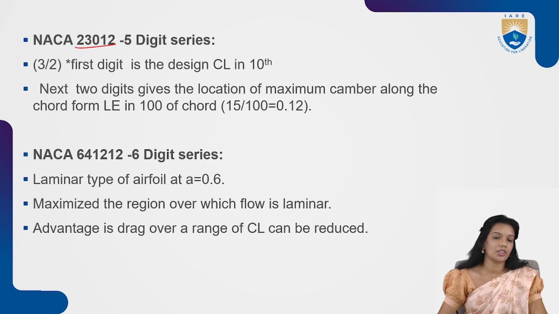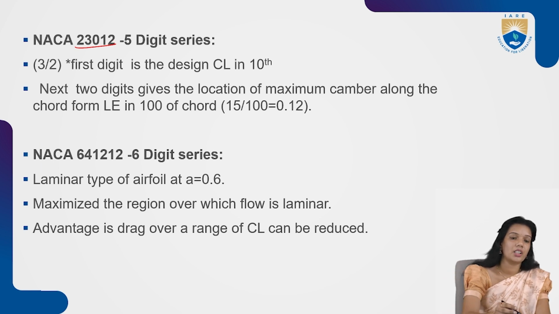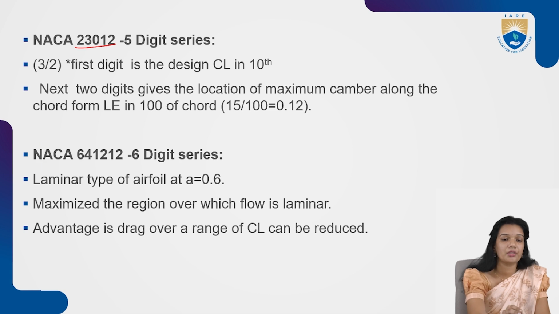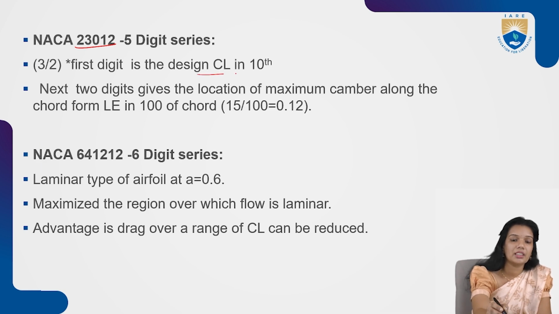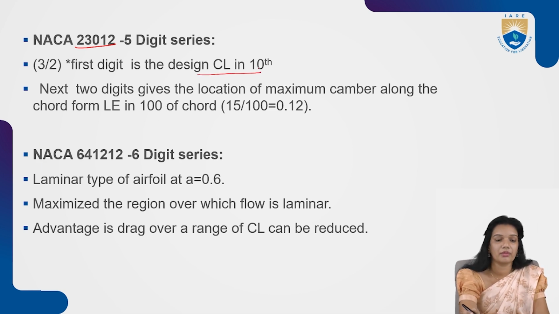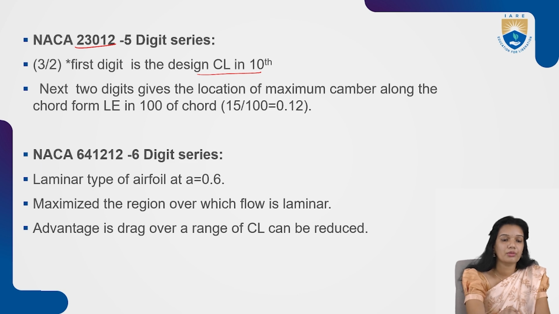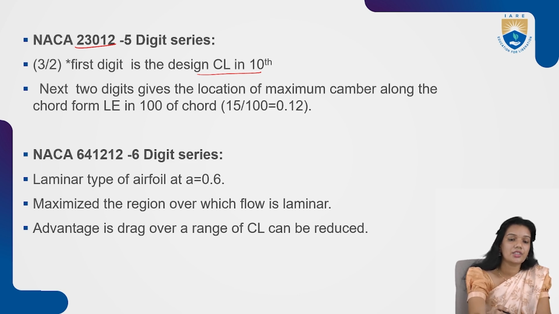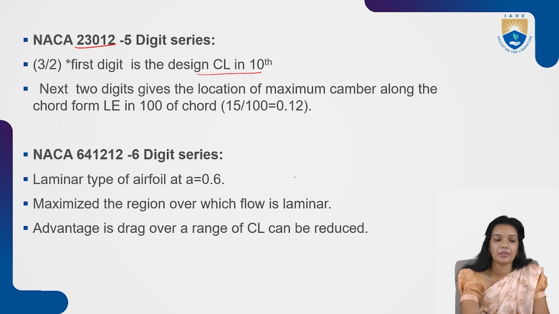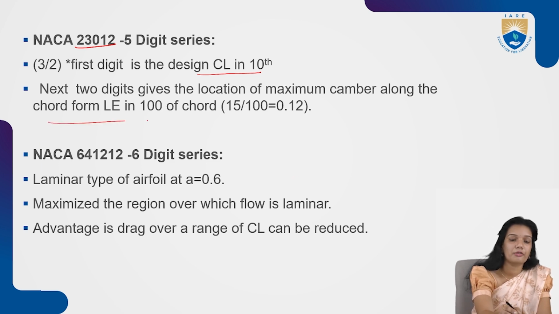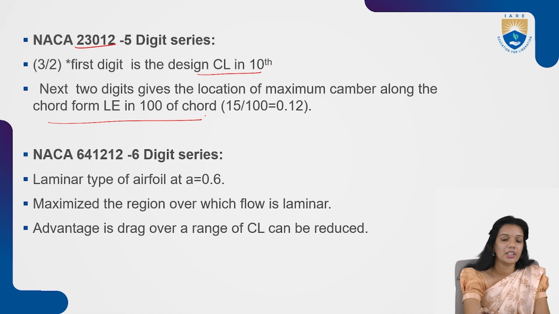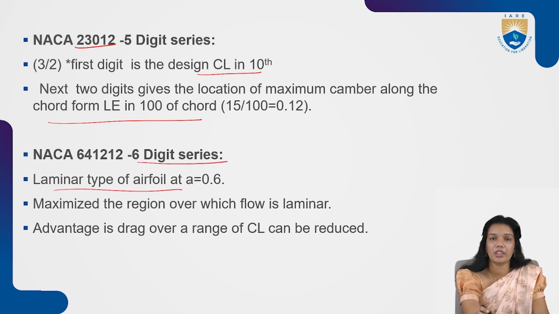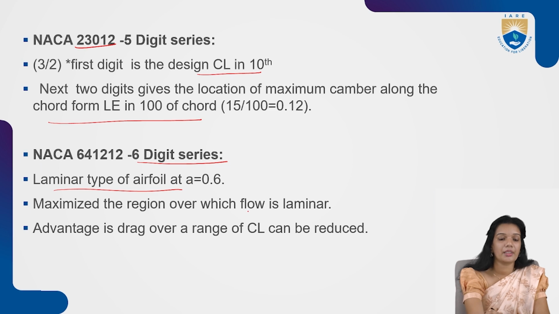23012. If we take the first digit, 3 by 2 of the first digit is the design CL, in tenths, right? 3 by 2 is going to give you the design CL. The next digit gives the location of the maximum camber along the chord from the leading edge in hundreds of chord, right? Similarly, if we see the 6-digit series, it is a laminar type of airfoil, at A equal to 0.6, and it maximizes the region over which the flow is laminar.